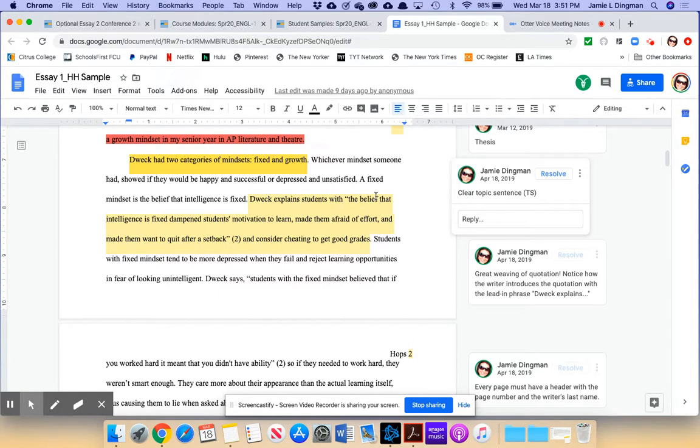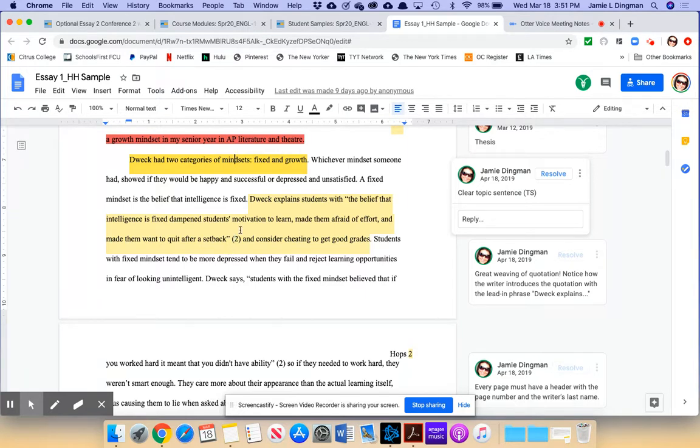A fixed mindset is the belief that intelligence is fixed. Dweck explains students with, quote, the belief that intelligence is fixed dampened students' motivation to learn, made them afraid of effort, and made them want to quit after a setback and consider cheating to get good grades. All right, so we can see that she's quoting the text here. She has the quotation marks in place. She also has the citation. I would say maybe move the citation to the end so it doesn't clutter up the middle of the sentence, but it's fine there too.